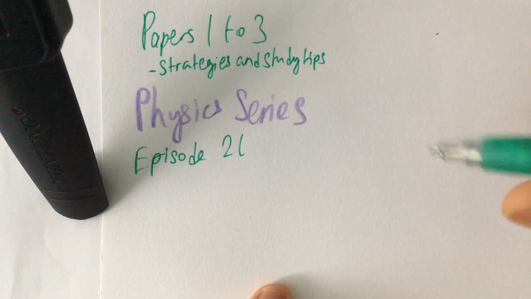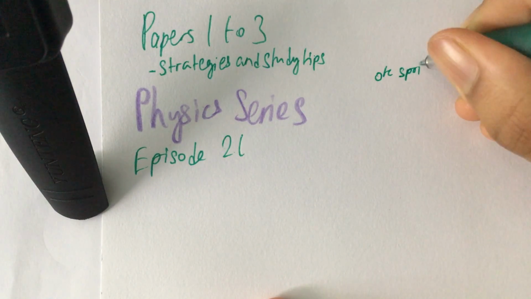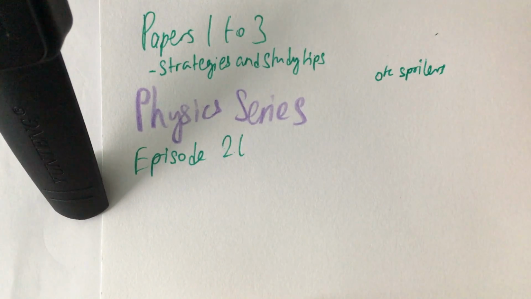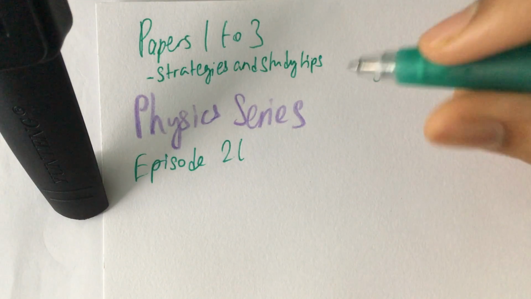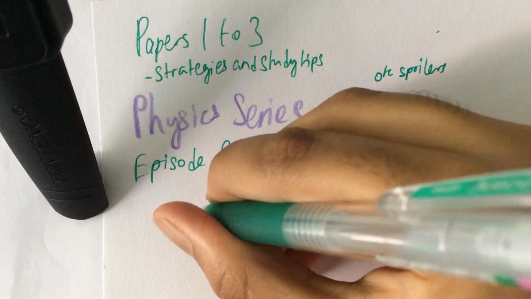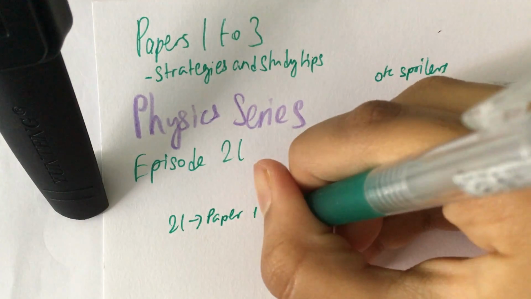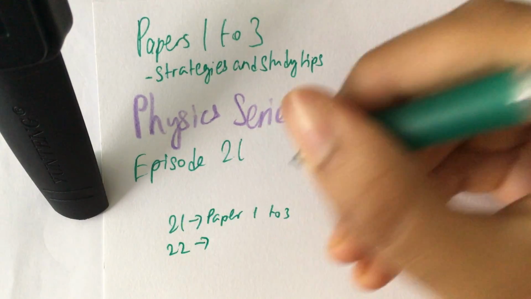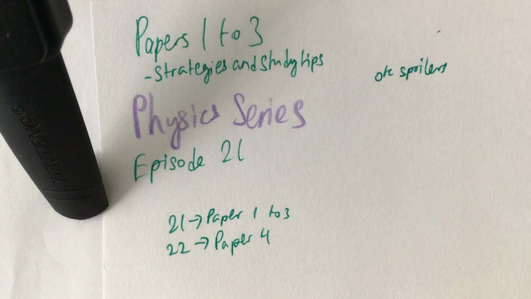Wait a minute, I thought we finished this entire syllabus already. Well, yeah, that's right, but that doesn't mean the series is over. There's still two more episodes that I'm gonna do in the physics series. So episode 21, which is this one, will be about papers 1 to 3, and episode 22 will be about the practical, aka paper 4. So yeah, that's basically what these two episodes are gonna be about. So I hope you find them useful.